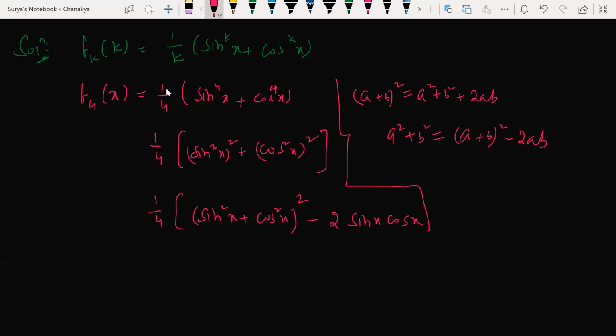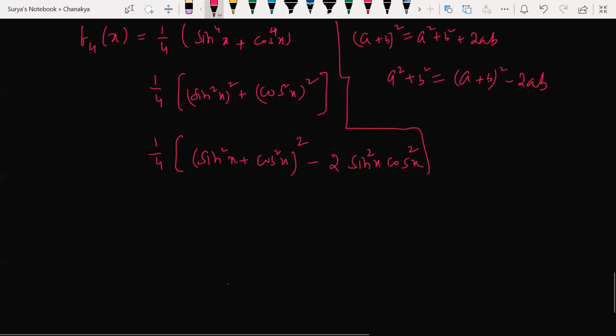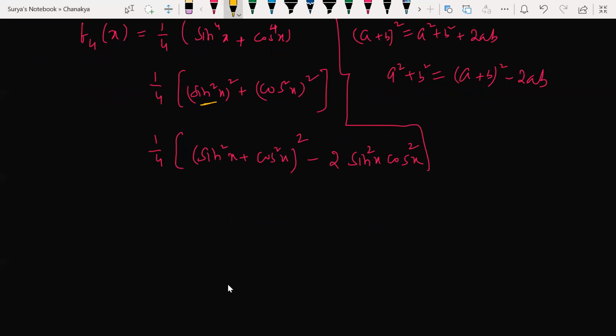Now, if you observe this properly, beta, here 2 sin square x cos square x. Am I correct? 2ab is nothing but, here a is what? Sin square x. B is what? Cos square x. So that is how I can write this. Correct? So 1/4 times of this: sin square x plus cos square x is 1, whole square, minus 2 sin x cos x whole square, which can be written as what? Sin 2x, sin 2x whole square.